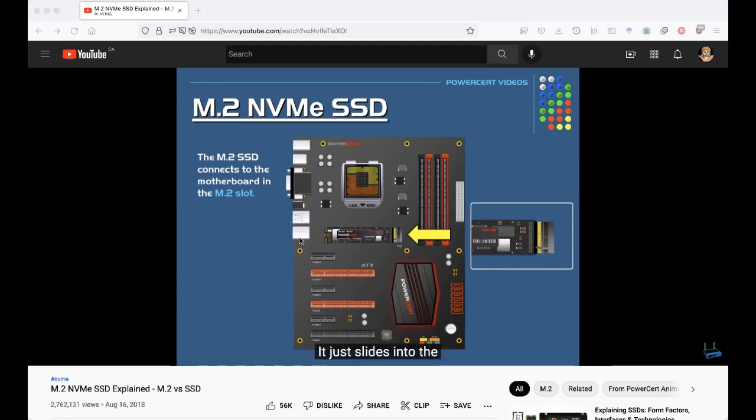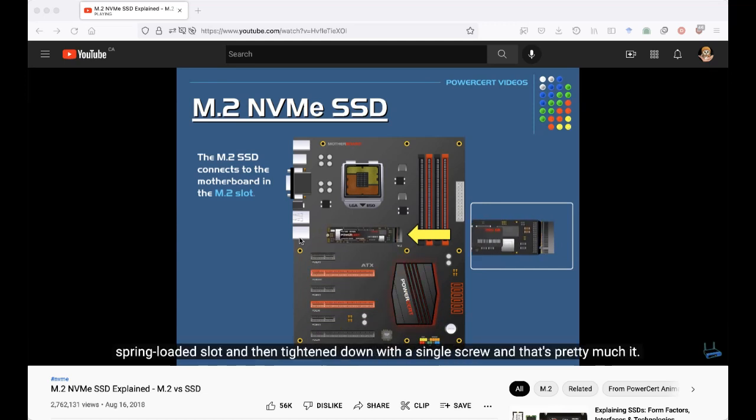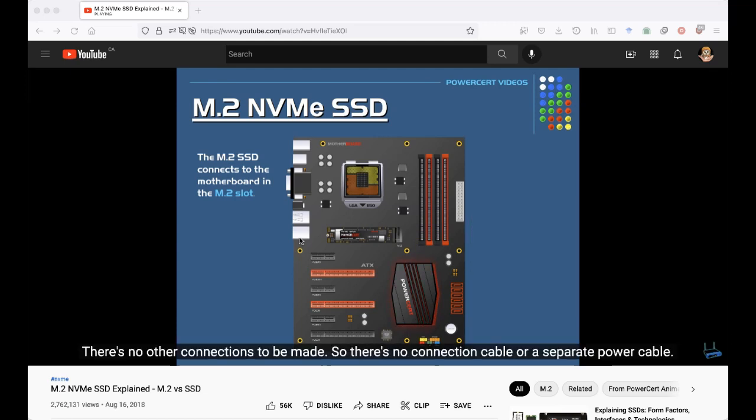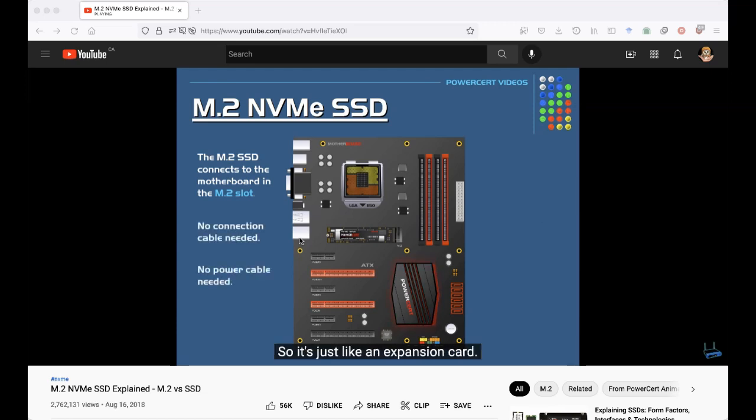The M.2 SSD connects to the motherboard in the M.2 slot. It just slides into the spring-loaded slot and then is tightened down with a single screw. And that's pretty much it. There's no other connections to be made. So there's no connection cable or separate power cable. So it's just like an expansion card.